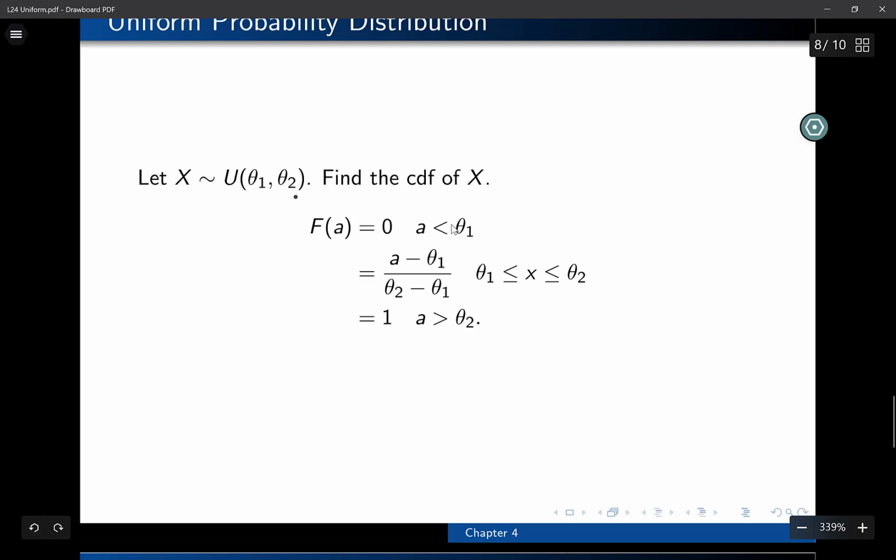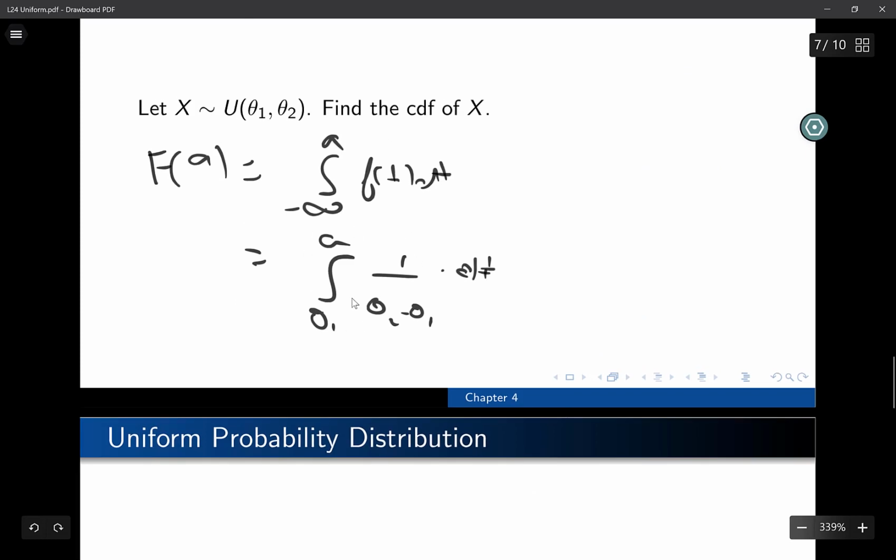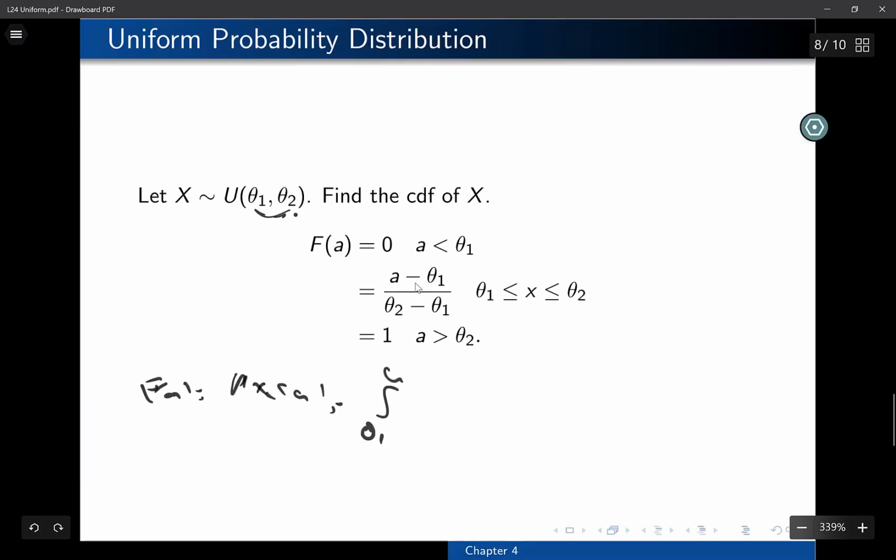So again, F of a is the probability x less than or equal to a, which is this integral from theta 1 to a. This variable lives only between theta 1 and theta 2. So for any number less than theta 1, the CDF is going to be 0. This is not too different from the CDFs that we were building for the discrete variables. So between theta 1 and theta 2, you get this.